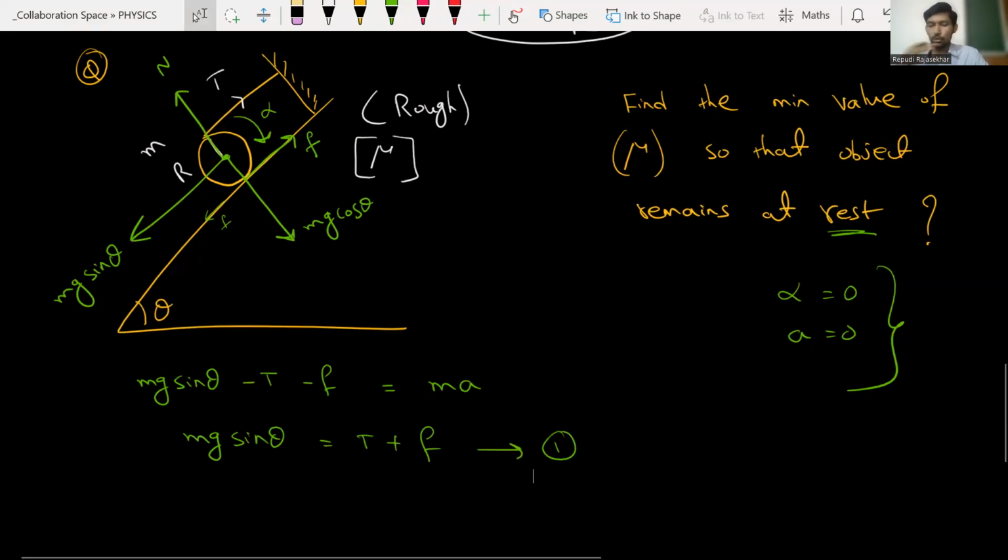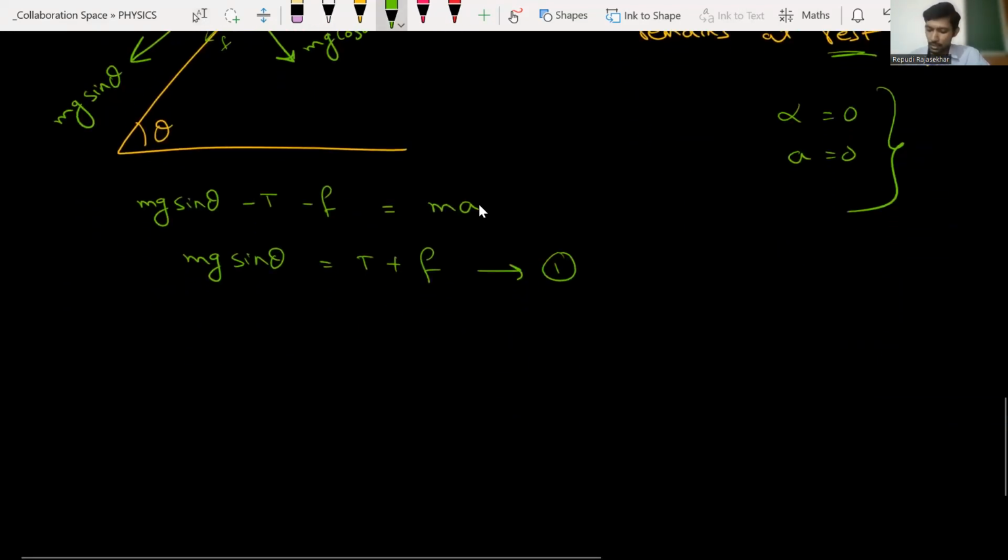Now apply the condition for rotational motion. Here also, due to the tension force, the object wants to rotate in the clockwise direction and the friction wants to rotate in the anti-clockwise direction. But the angular acceleration is 0, which means the torque produced by tension equals the torque produced by the frictional force. So directly I am writing TR minus fR equals 0. So tension T equals the friction force f.